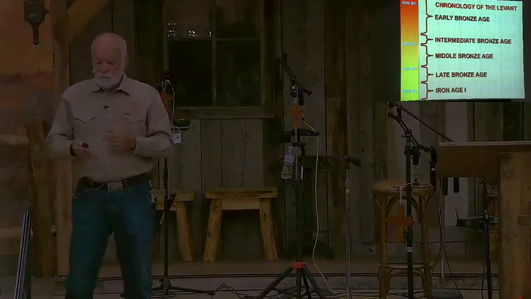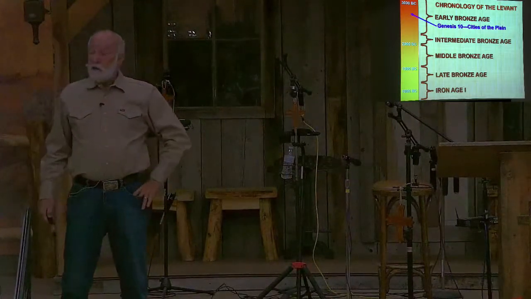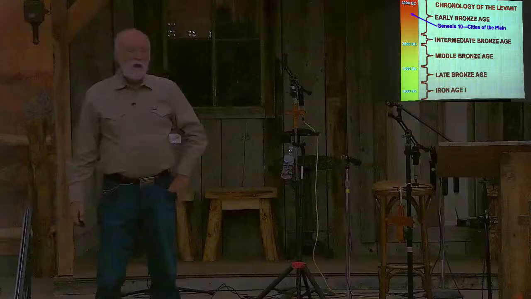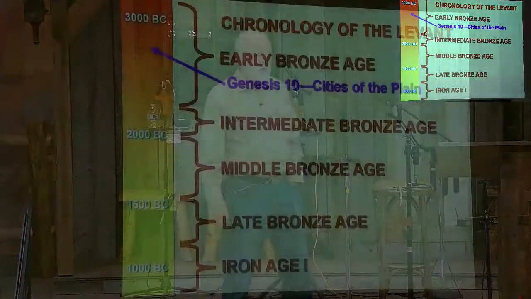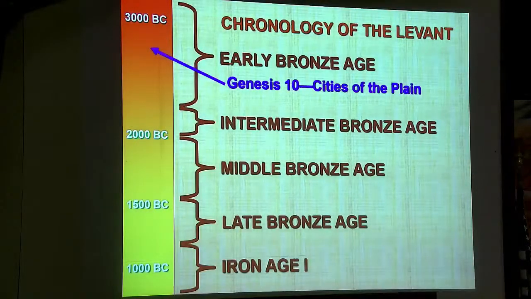But now, Genesis chapter 10 occurs in the early Bronze Age. They're naming the border cities of Canaan, and named among them are Sodom, Gomorrah, Admah, and Zeboim. So that tells us that we have to have a functioning city to be named as a border city of Canaan during the early Bronze Age.